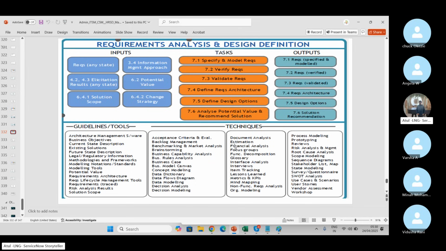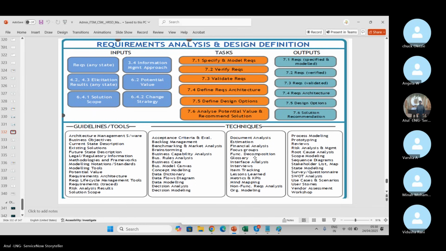But one more thing, it is not required. It is not necessary that for each and every requirement you create these diagrams. It depends on what type of requirements there are. If some new changes are coming, bigger changes are coming, then we preferably go for the designing part.